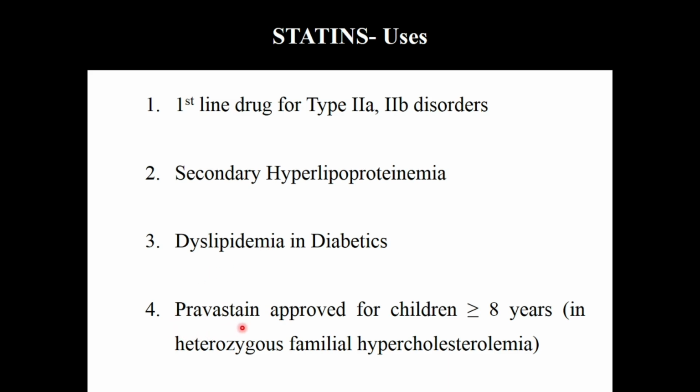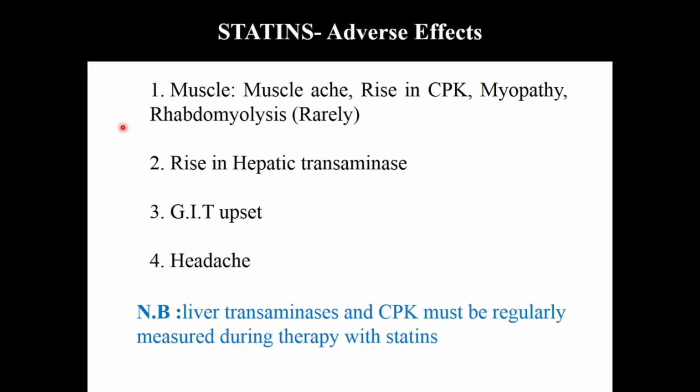And also pravastatin is a drug which is approved for children more than 8 years old, in case of genetic conditions like heterozygous familial hypercholesterolemia. Adverse effects. The commonest adverse effects seen are muscle ache, rise in CPK, meaning creatine phosphokinase, myopathy, and rarely rhabdomyolysis can occur.